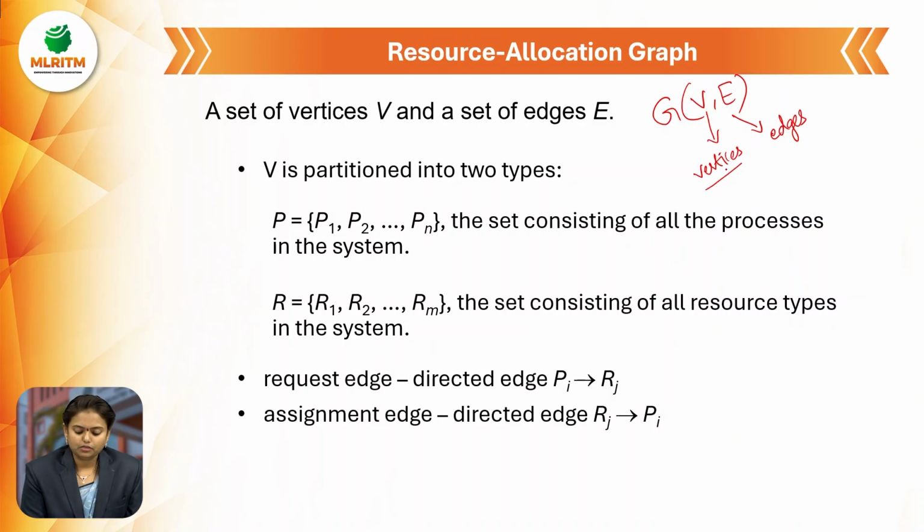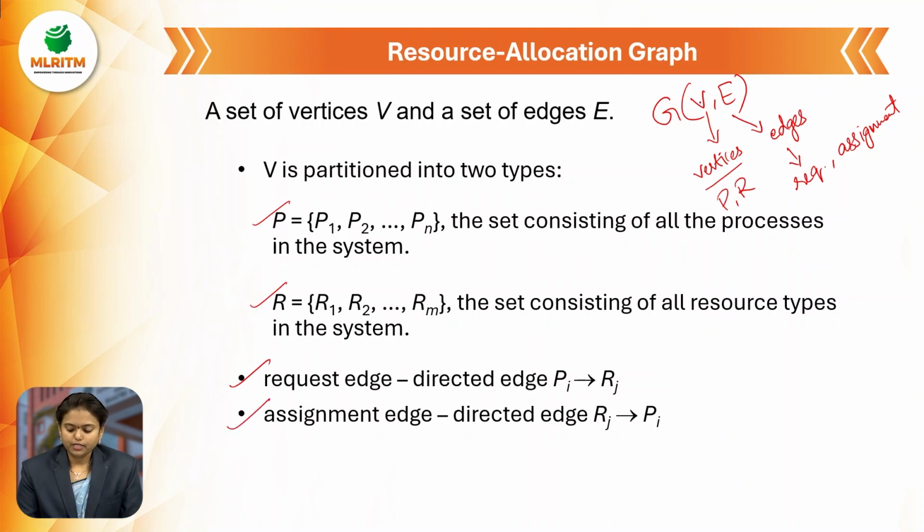Two types means process and resources. And edges are request edge and assignment edge. So vertices are partitioned into two types, process and resource, and edges are partitioned into two types, request and assignment edges.